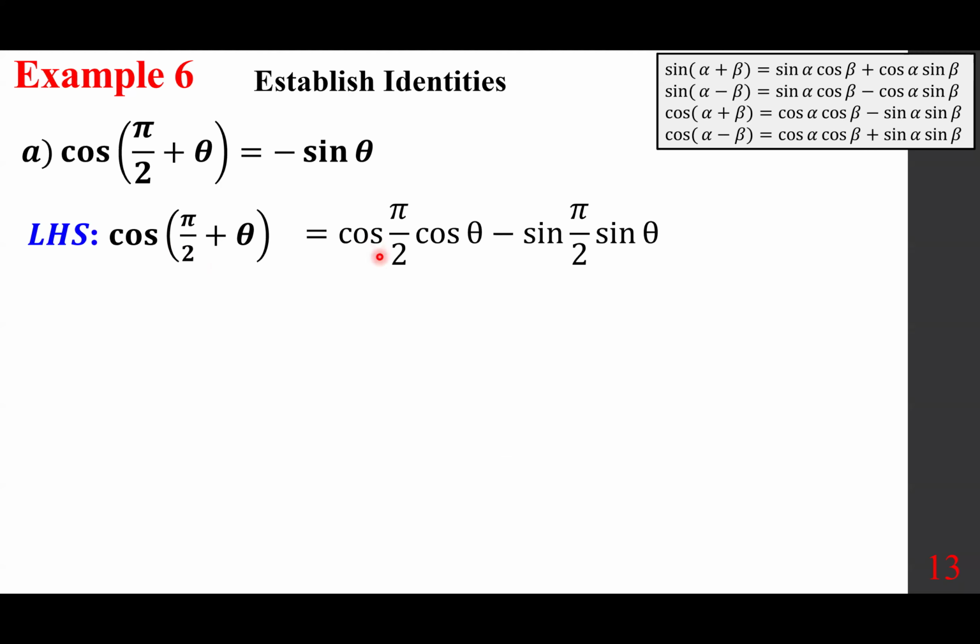Cosine of pi/2 is 0. Sine of pi/2 is 1. So this goes to 0. This becomes negative sine theta, and that's the proof.